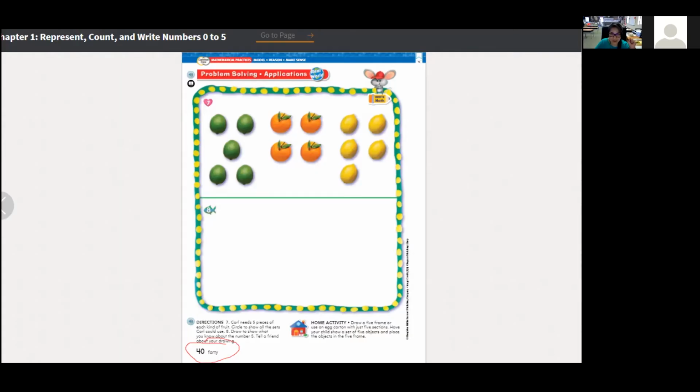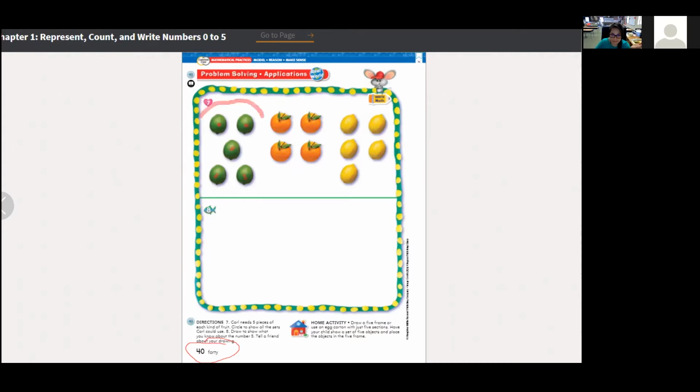A group. Here we go. 1, 2, 3, 4, 5. And it's very important we're touching with our pencil our fruits to make sure that we have 5. So again, 1, 2, 3, 4, 5. So does this one have 5? Yes. So that's a group right here of limes Carl can use.